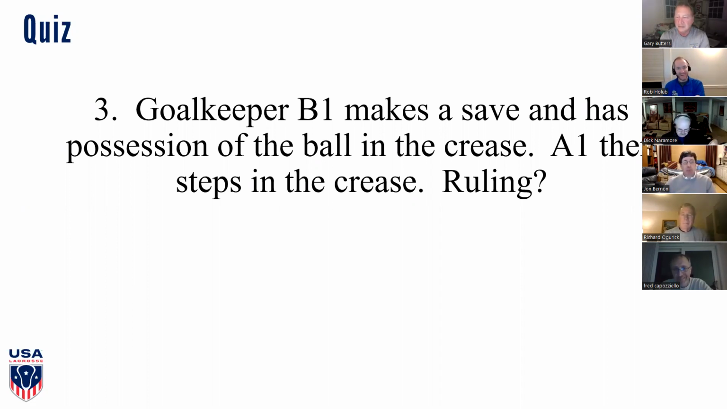Nope, no way. So in this scenario, goalkeeper B1 makes a save, has possession of the ball in the crease, and A1 then steps in the crease. What do we have? Play on. Crease violation. It'd be a free clear. That's a play on, or play on until A, B, or C happens. Correct. And so A, B, or C would be either he makes that outlet pass, right? Or he runs it out of the crease in that scenario.